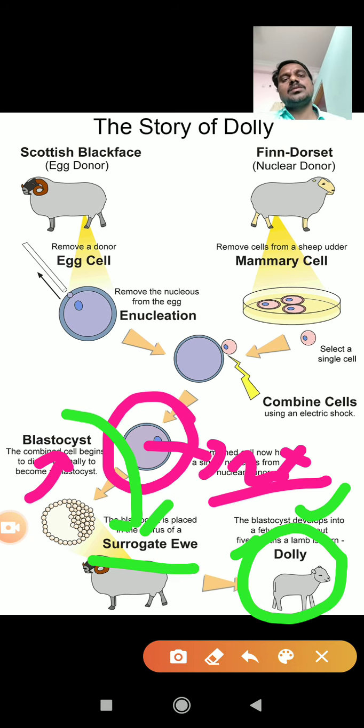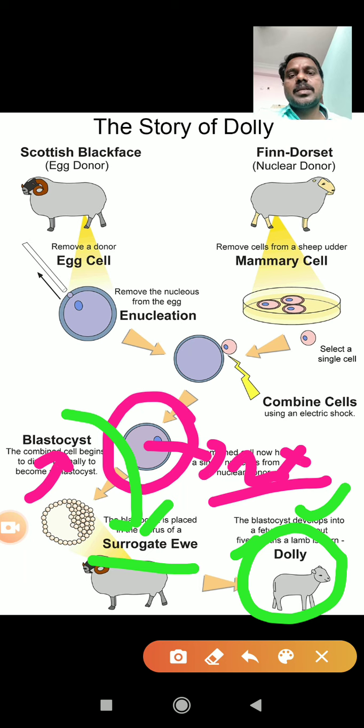So in this technique, the artificial egg is produced by the in vitro method and transferred into a third one, the carrier, also called the surrogate ewe. After 5 months, a lamb is produced, which is called Dolly.